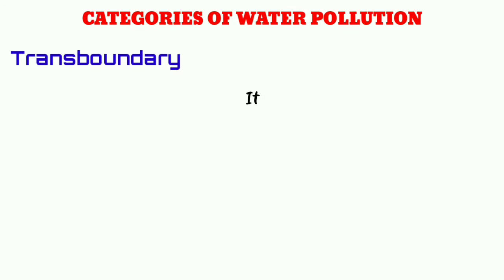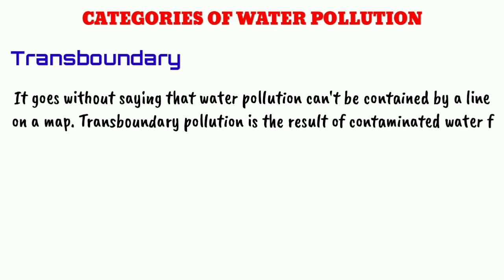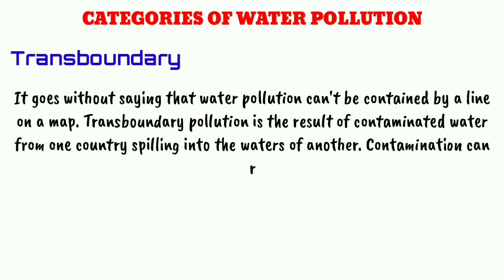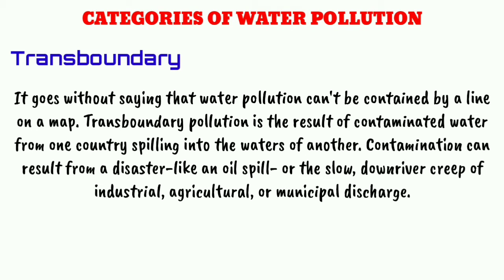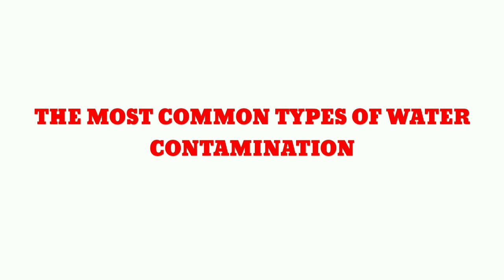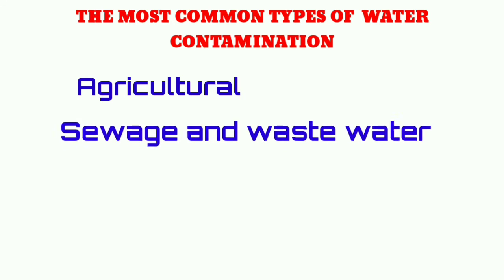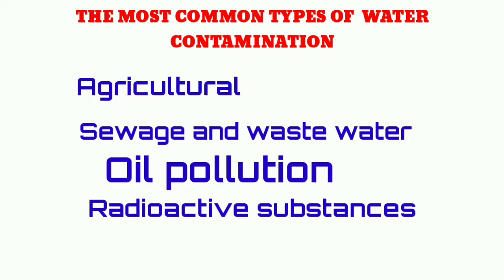Transboundary. It goes without saying that water pollution can't be contained by a line on a map. Transboundary pollution is the result of contaminated water from one country spilling into the waters of another. Contamination can result from a disaster like an oil spill or the slow downriver creep of industrial, agricultural, or municipal discharge. The most common types of water contamination: agricultural, sewage and wastewater, oil pollution, and radioactive substances.